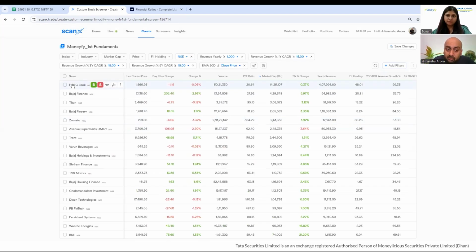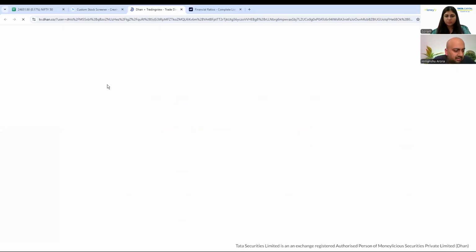Now, the most interesting part, let me take you to the most interesting part. Now, hypothetically, you have got just 10 companies, for example, and you want to buy these 10 companies in your portfolio. No need to go anywhere. Simply click the buy button here. Or if you want to check a chart of this company, you can simply click on TradingView. It will open a chart for you as it is opening here.